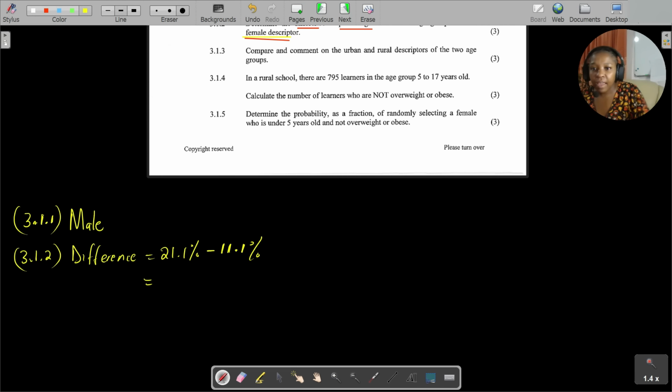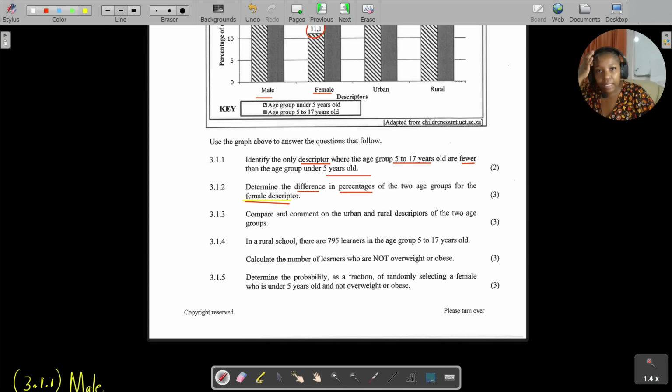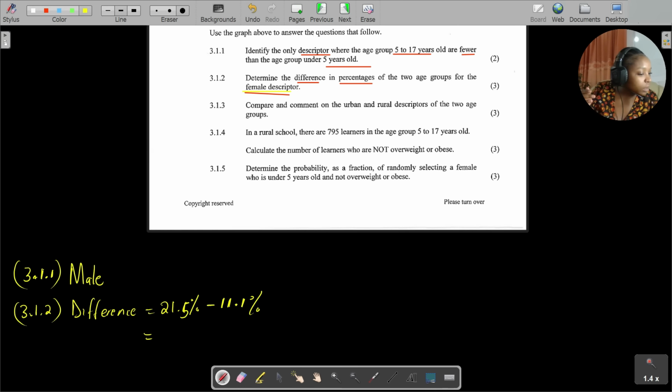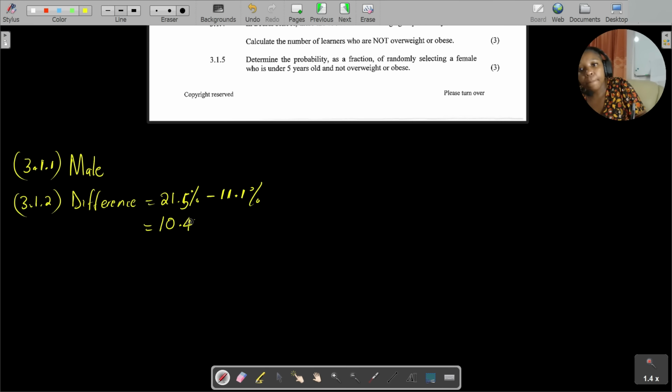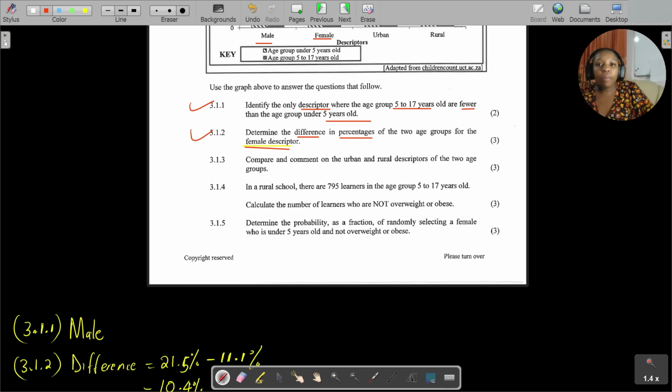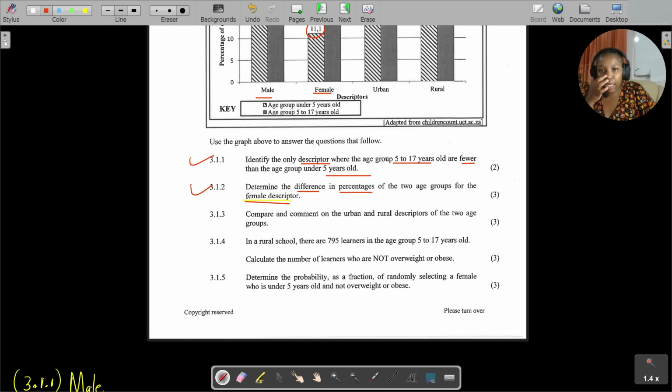Yes, 21.5, not 0.1. 21.5% minus 11.1%. Okay, let's just fix that. It's 10.4%. Okay, compare and comment on the urban and rural descriptors of the two age groups.